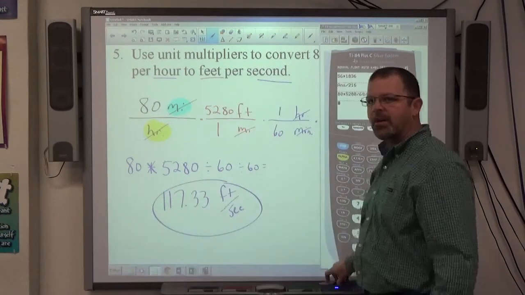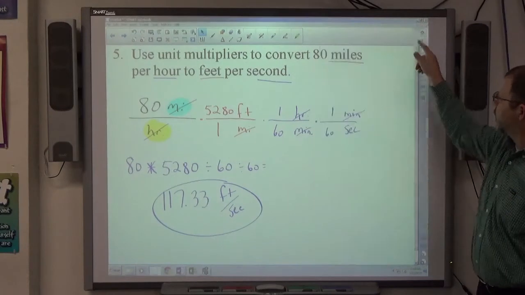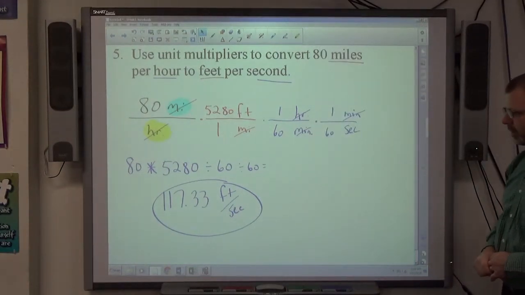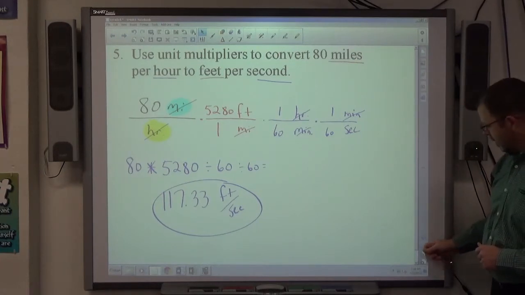I'd be fine with FPS also if you wish. But 117.33 doesn't have to come out to a nice pretty integer. Decimals are fine. A couple decimal places when it does that.